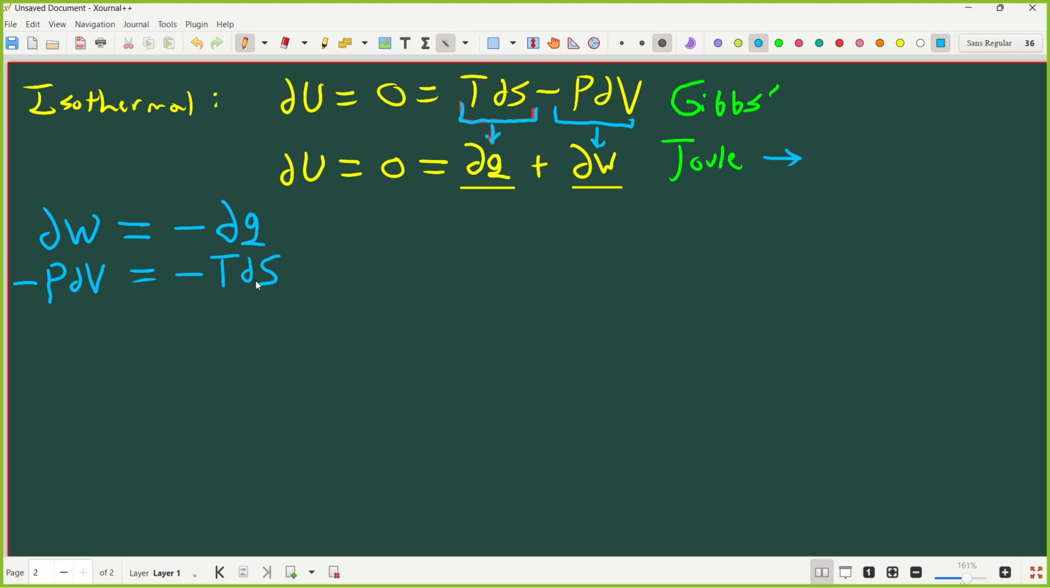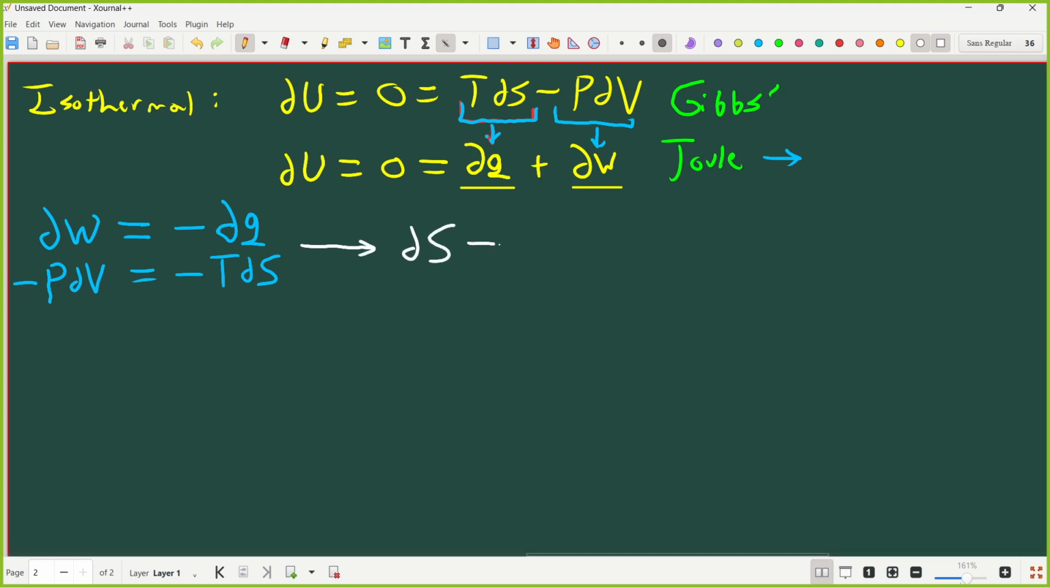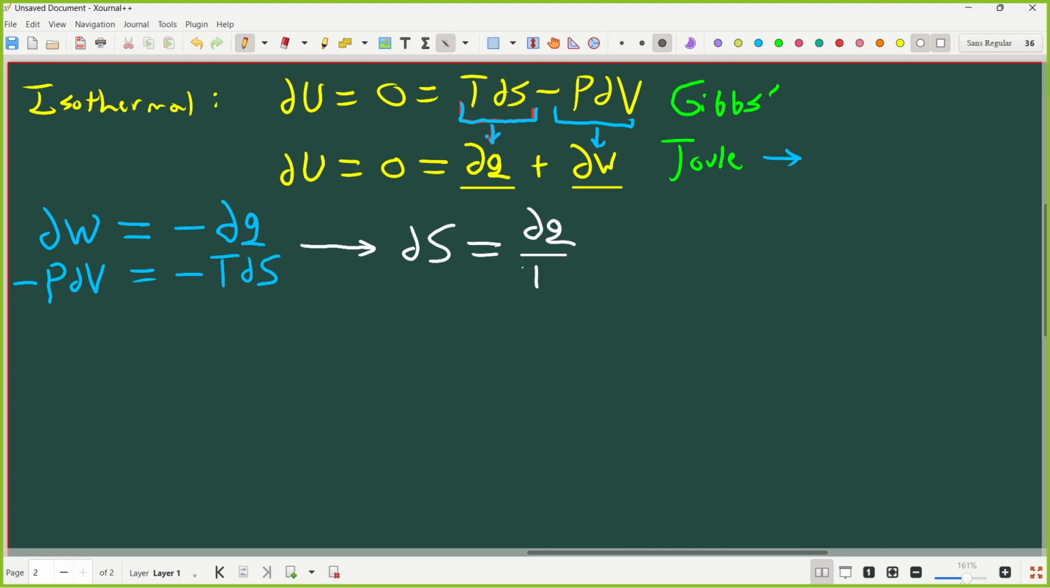Now notice that this term is pressure times volume. But here, as I said, I talked about how entropy has something to do with heat. If you notice, dq is proportional to temperature times entropy. So the classic definition, therefore, is that the entropy change is defined as the change in heat divided by the temperature.